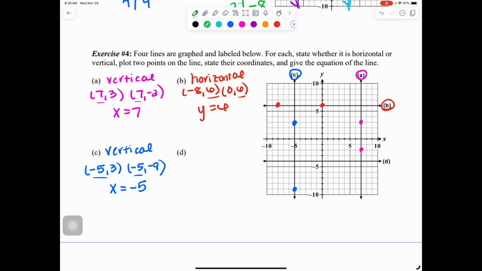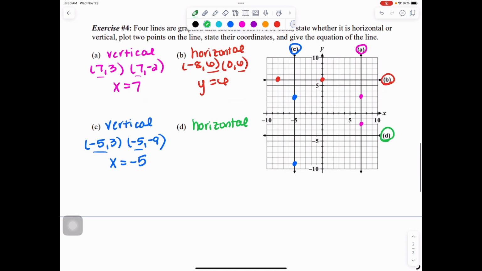Then for D, over here, I see that it's horizontal. And so I picked 2 points. I picked (1, -4) and then I picked (4, -4). So again, looking at the coordinates, I see this is what they have in common. That's a y value. So the equation is y equals -4.